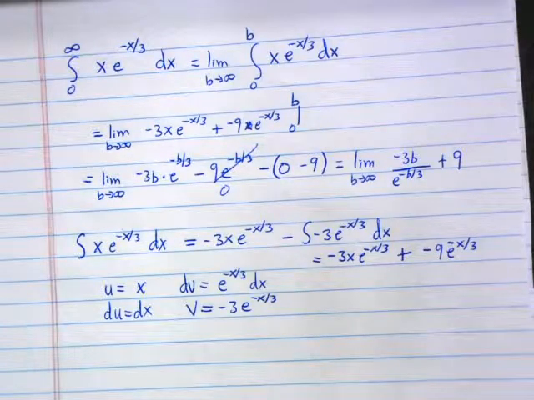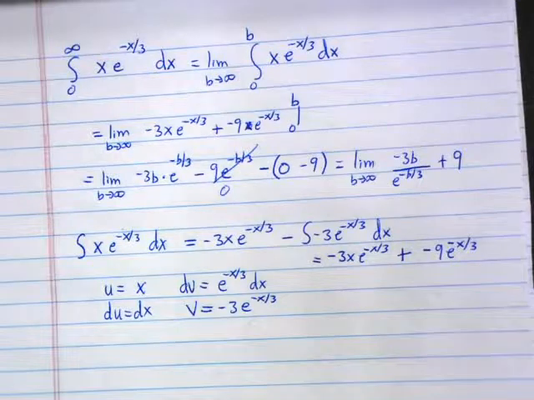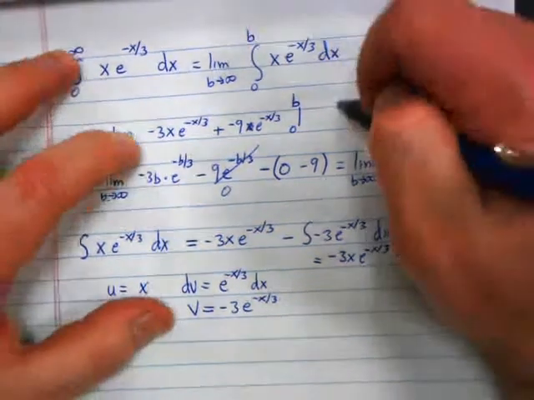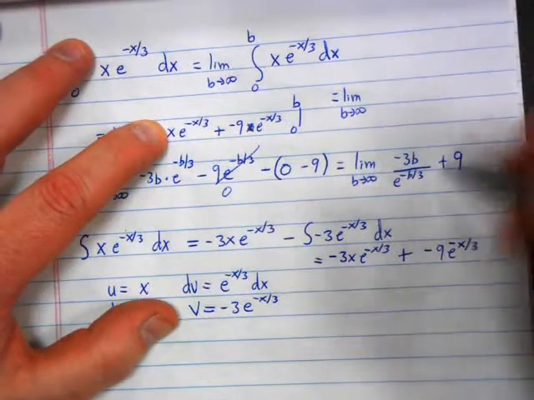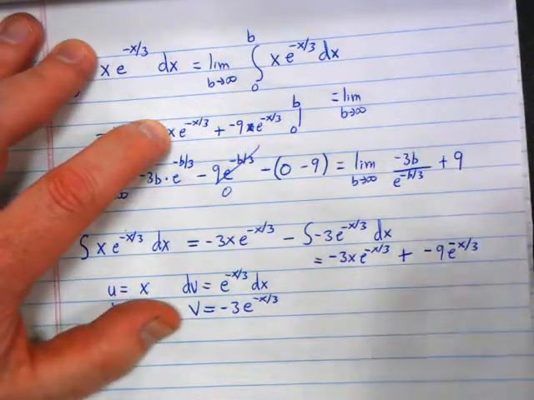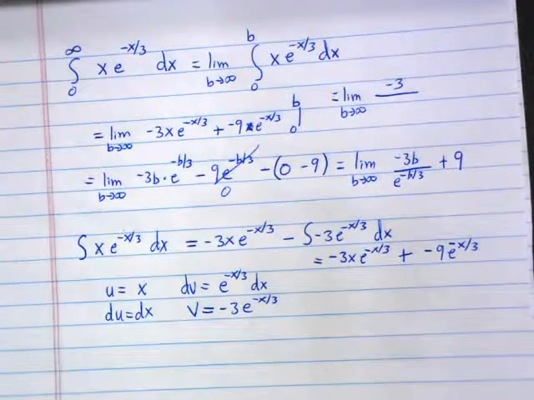All right, now we're in a L'Hopital's rule form. This is infinity over infinity, so what do I do? Take the derivative. This is going to be the limit as b goes to infinity. What's the derivative of negative 3b? Negative 3. Divided by, what's the derivative of e to the negative b over 3?